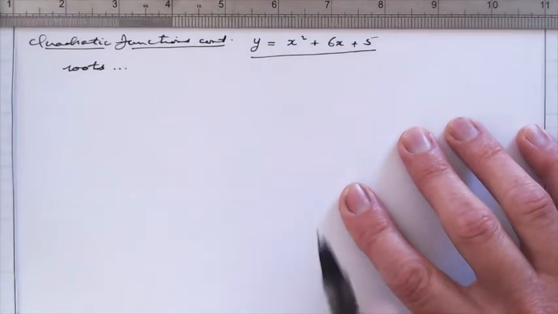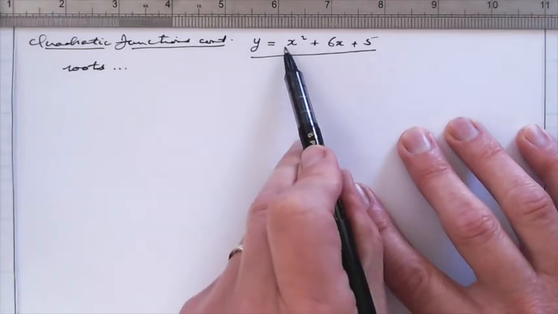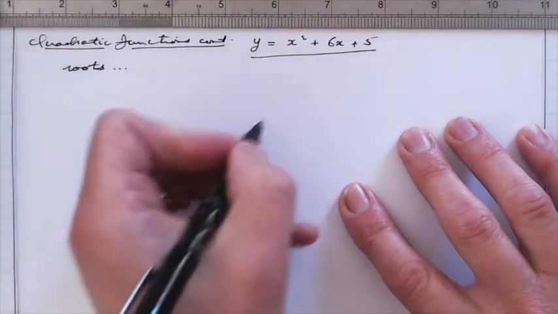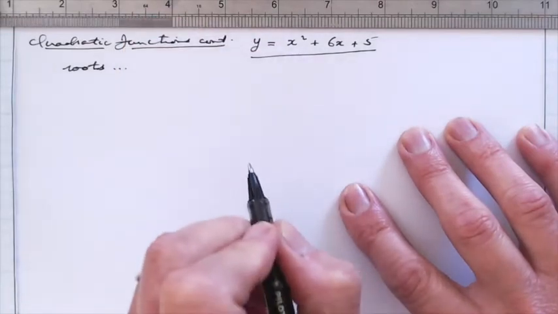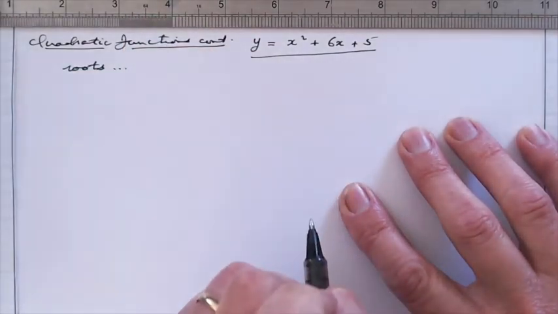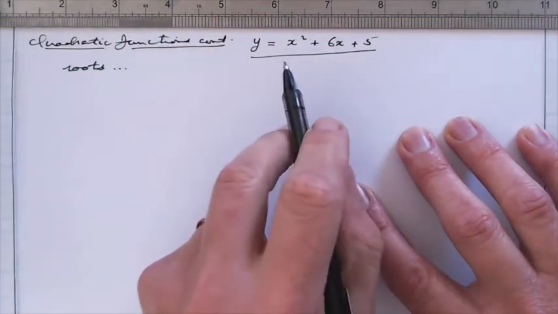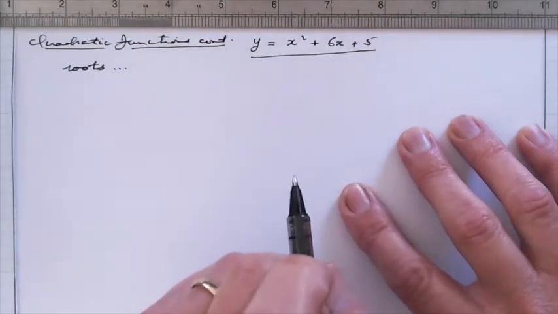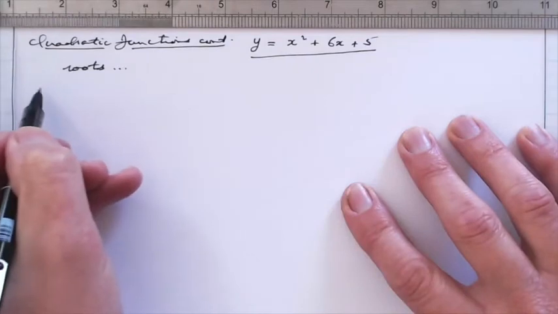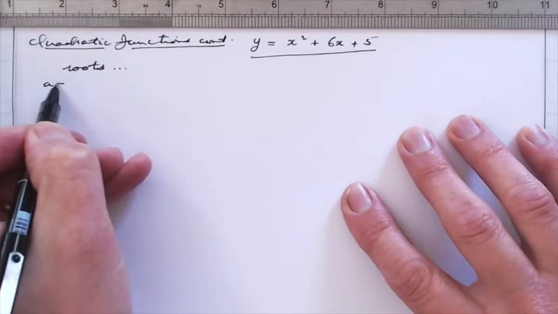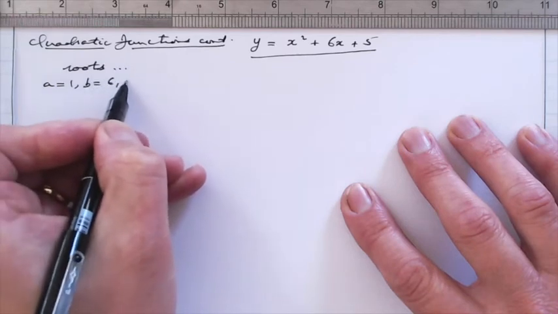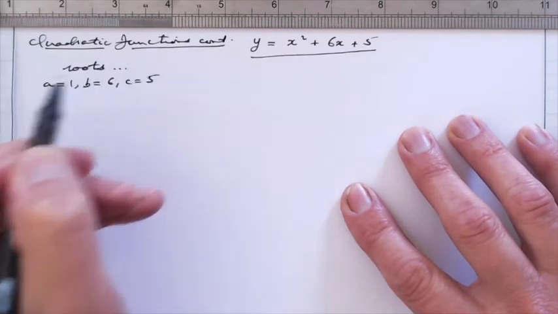Maybe the very first thing to do, though, is just to notice that the coefficient of x squared here is 1, which is positive, so we know that we're dealing with a u-shaped or valley-shaped function. It's always good just to have that in the back of your mind. And we're interested in roots. So, does it have any roots? Well, let's look at the values of a, b, and c. A is 1, b is 6, c is 5.